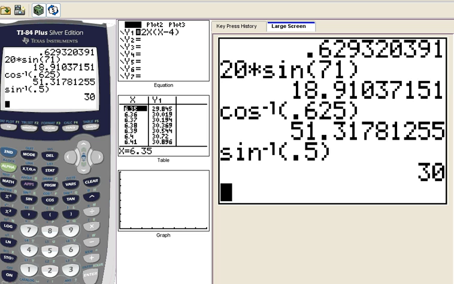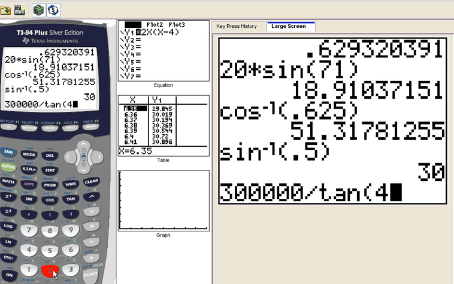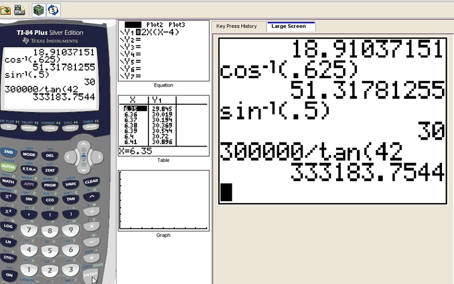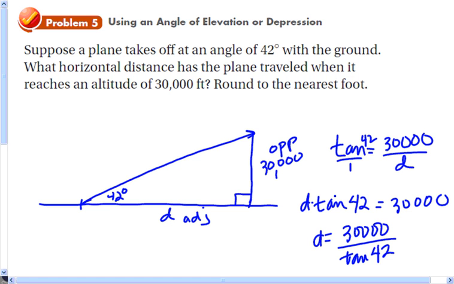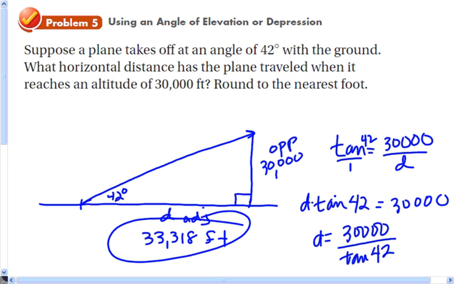Use the calculator to get that. 30,000 divided by tangent of 42 gives us 333. Whoops, I put an extra 0 in there. I think that decimal would just be moved back one. So about 33,318 feet. So this 33,318 feet is our answer.